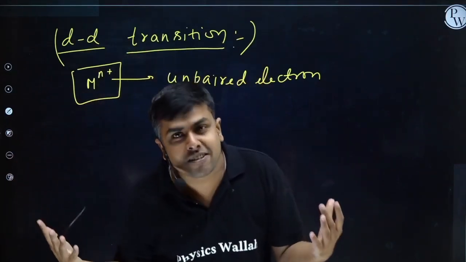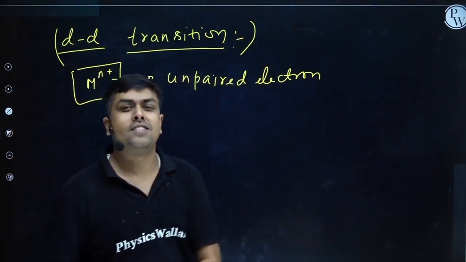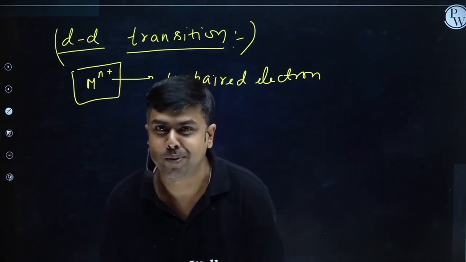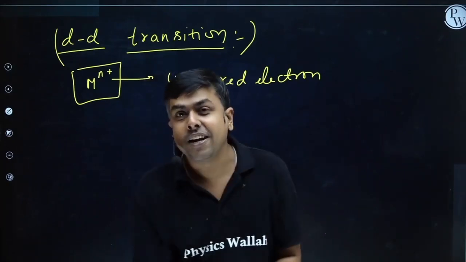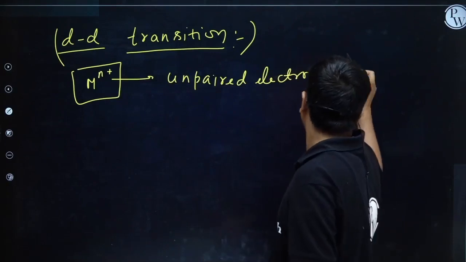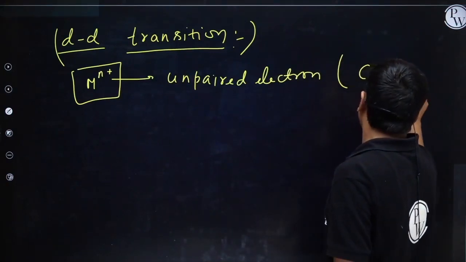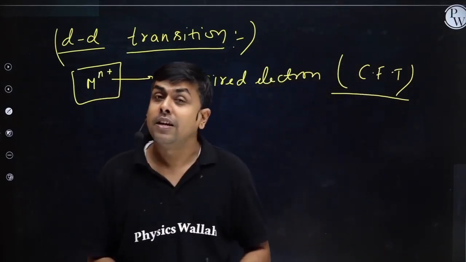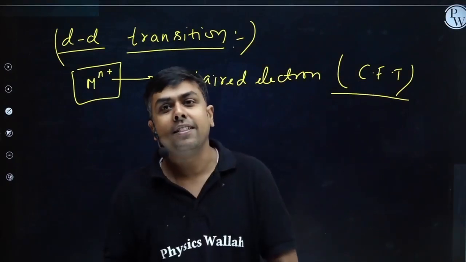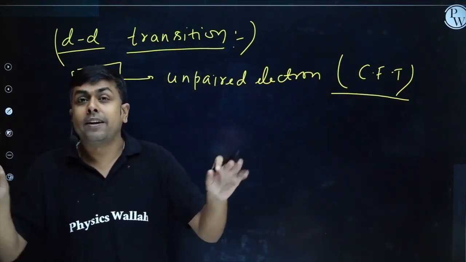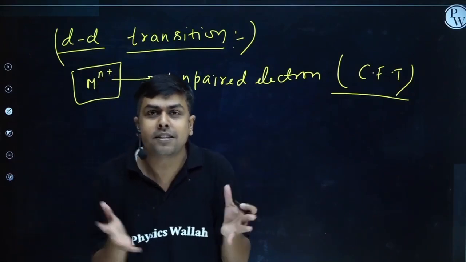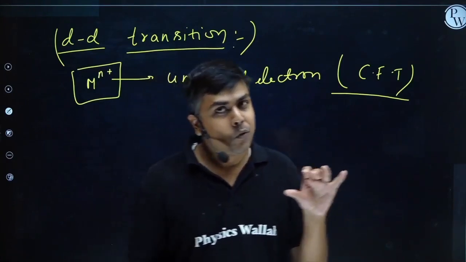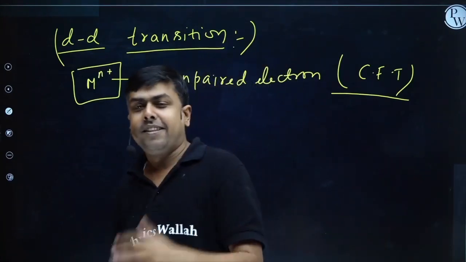Now, what is the d-d transition phenomenon? Let us try to understand. Just before this chapter, we studied coordination chemistry, right? And there we studied crystal field theory. What did we study in crystal field theory? Whenever a ligand approaches the central metal ion, the degeneracy of the d orbitals or d subshell is disturbed. This d subshell splits into two different energy levels, the t2g energy level and the eg energy level, right?